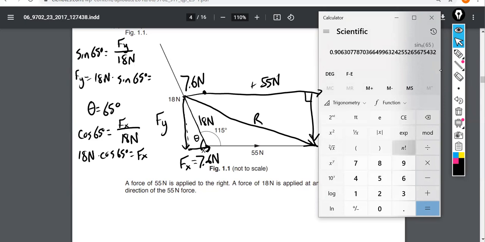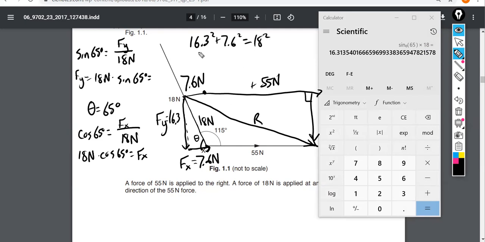The sine of 65 is that times... and so the y component of force here is about 16.3 newtons. You could double check: 16.3 squared plus 7.6 squared should equal 18 squared, right? This is just a check on this right triangle. I've resolved this 18 Newton force vector into a y component of 16.3 newtons and an x component of 7.6.